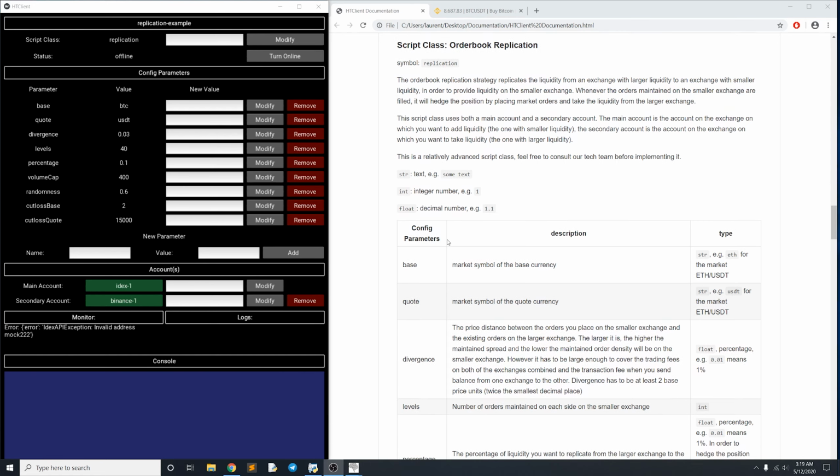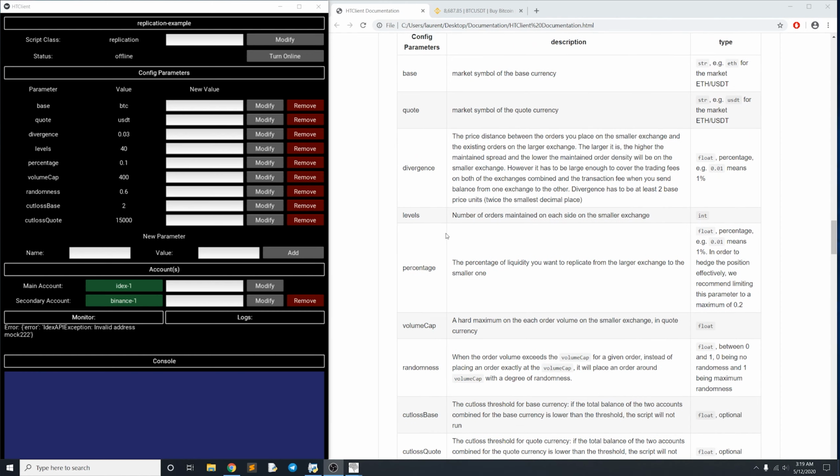So once again, let's look at the parameters that are unique to the strategy. Base and quote is the same, divergence is different. So divergence is the distance between the orders you place on the smaller exchange and the orders on the larger exchange that are already standing. If you want to preserve inventory, it is recommended that you put a divergence that is enough to cover the trading fees on both exchanges, as well as the transaction fee from one exchange to the other. And finally, the divergence has to be at least 2 base price units.